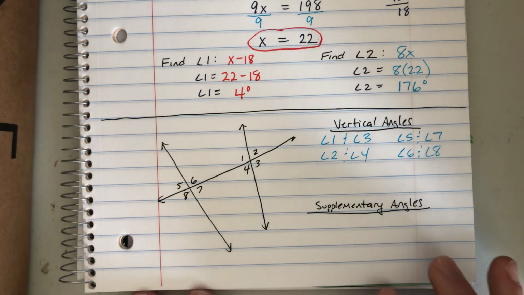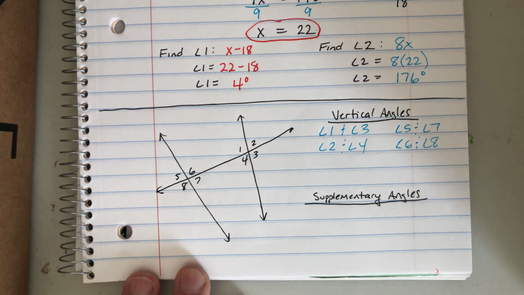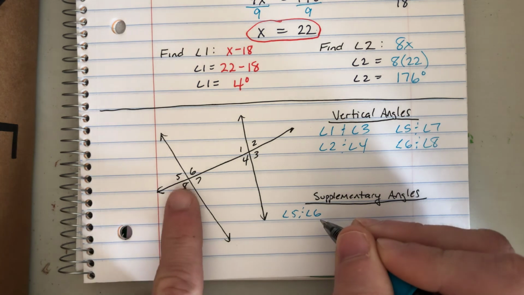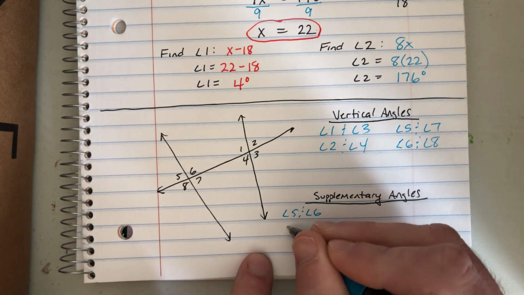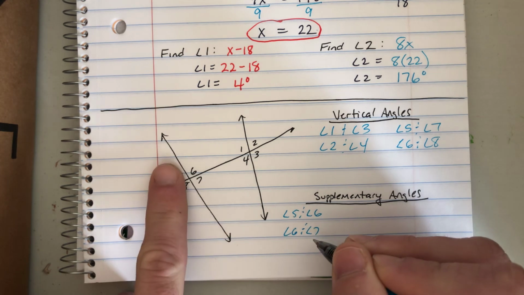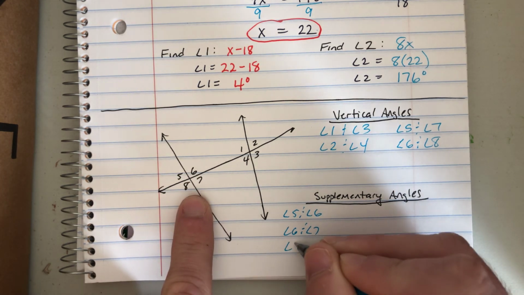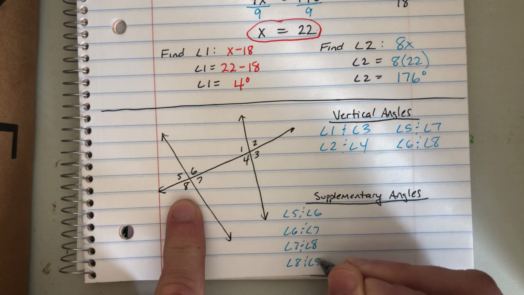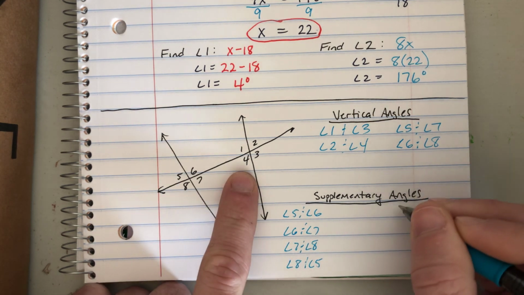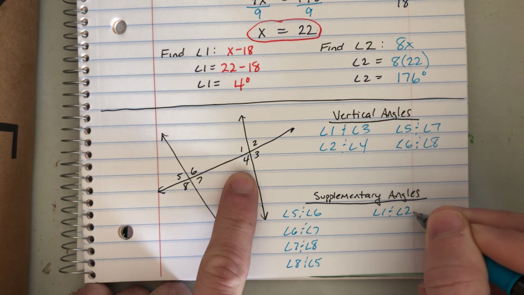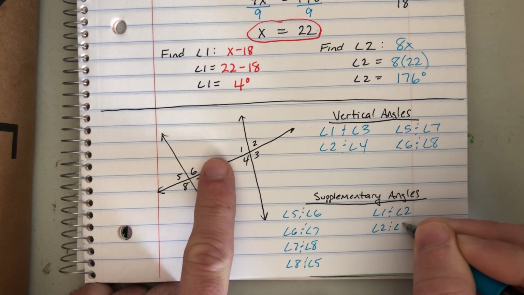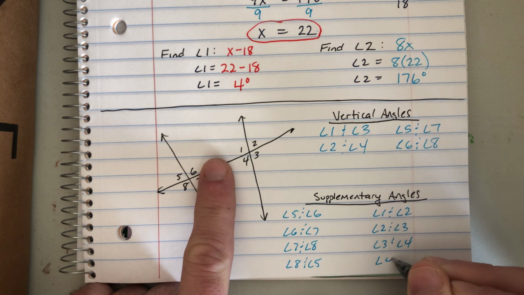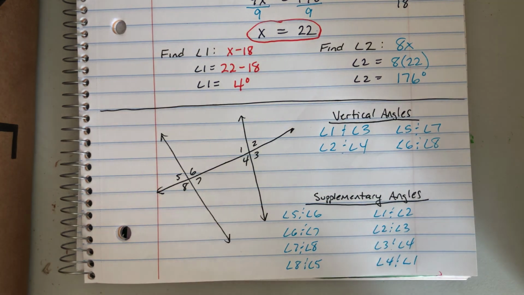And then the last part is the supplementary pairs here. There are a bunch. We have angle 5 and angle 6. Those are supplementary. They create that straight line. Angle 6 and angle 7, they create that straight line. 7 and 8. And then angles 8 and 5. And then at this intersection, we have angle 1 is supplementary with angle 2 and angle 3. Angle 3 and angle 4 are supplementary, and angle 4 is supplementary with angle 1.